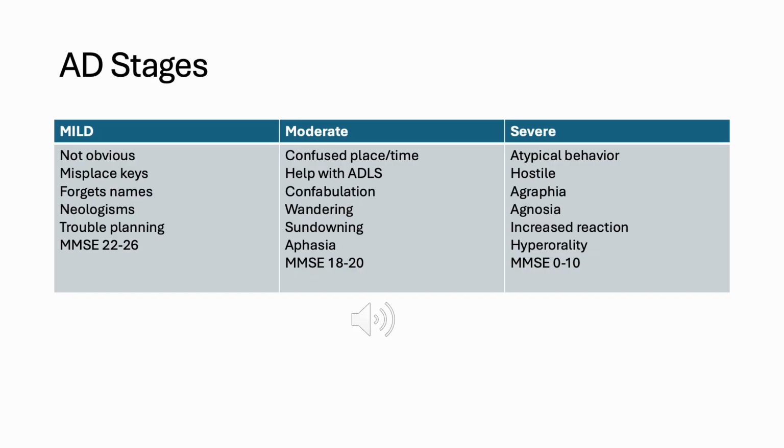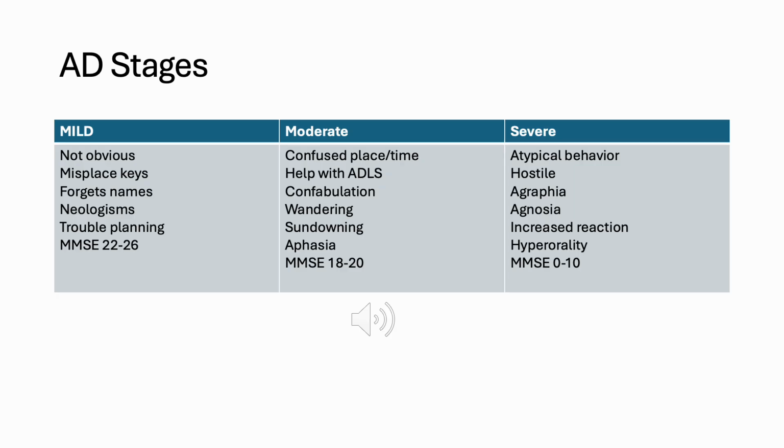The stages of Alzheimer's disease can be described as mild, moderate, and severe because it's a progressive disease. So at first, when somebody has mild Alzheimer's, the family might not even recognize that the patient is suffering from Alzheimer's disease, so it's not obvious. They may misplace items like their keys, their phone. This is like the story of my life.